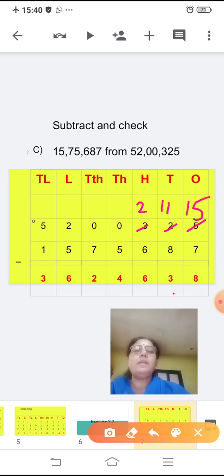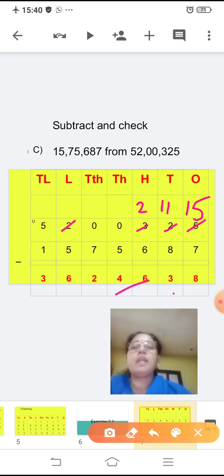Now 6 cannot be subtracted from 2. So you will borrow from the thousands place. But the number in the thousands place is 0. So the thousands place will borrow from the 10,000s place. But again, in the 10,000s place it is also 0. So what we will do is borrow from the lakh place.